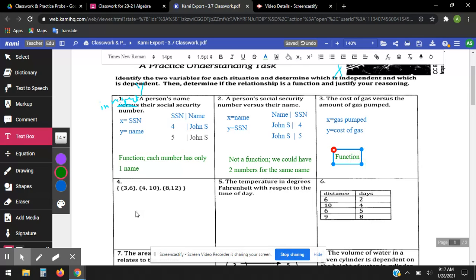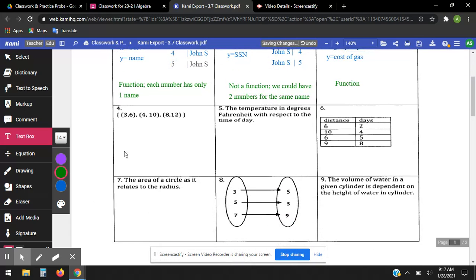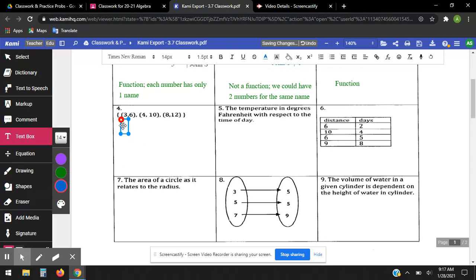All right, next one. Looking down here at 4. Okay, so x values. Let's start by listing our x values. So x equals, I'm going to do these in our brackets. So we have a 3, a 4, and an 8.